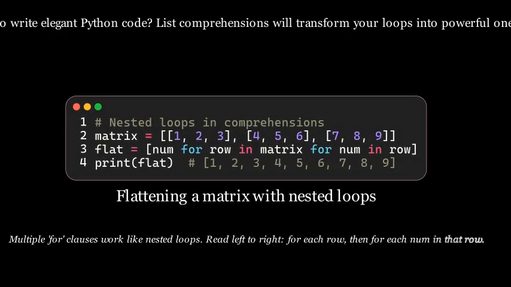Multiple for clauses work like nested loops. Read left to right: for each row, then for each num in that row.